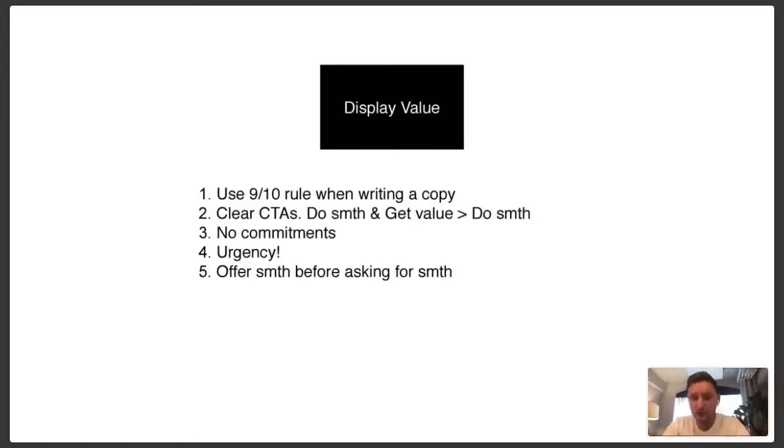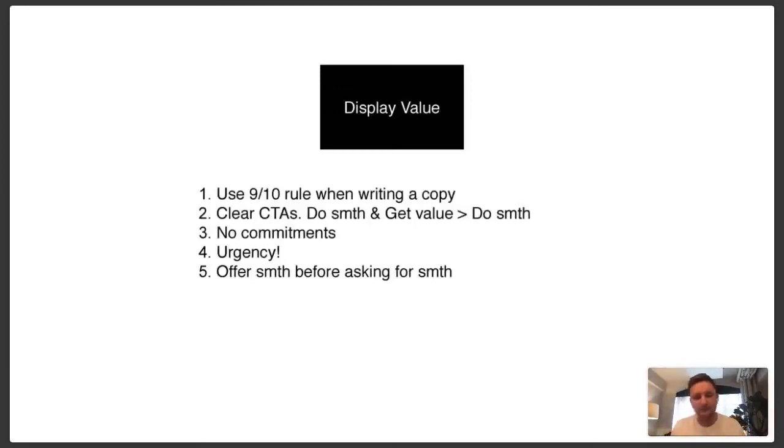Of course, you shouldn't mislead your users, because if you don't have urgency, it's probably not good to display something like that. But you can always try to tailor your experience and remind users that it's a very specific product and you need to rush to purchase it. And offer something before asking for something.